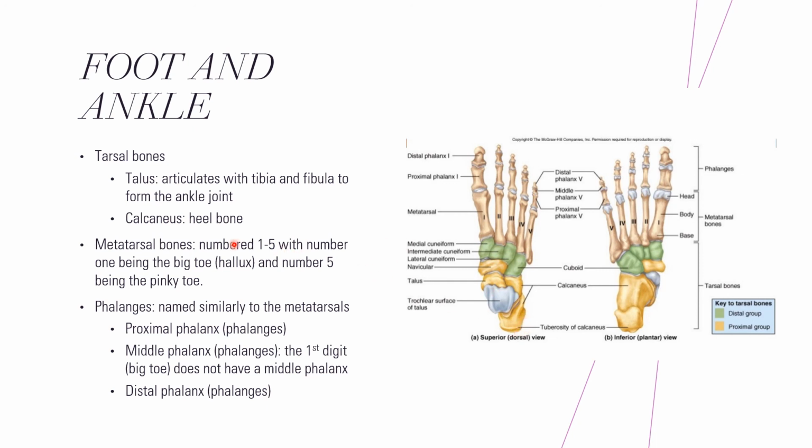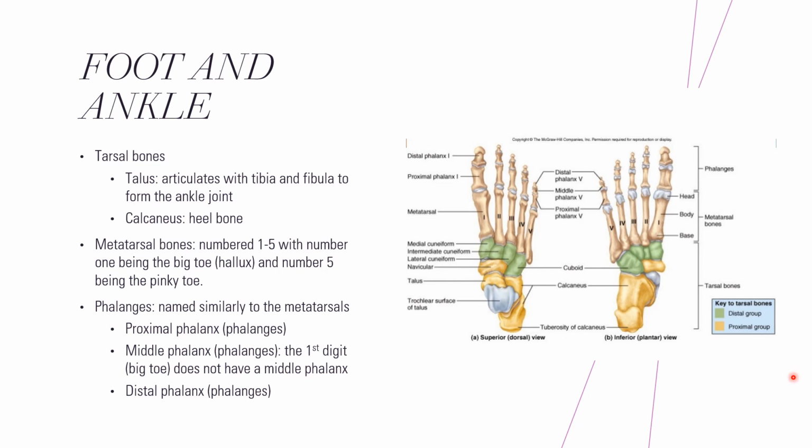You have your metatarsals, and similar to the metacarpals, the metatarsals are numbered 1 through 5. 1, 2, 3, 4, 5. And it's pretty nice that they wrote these numbers on the bones for you. Number 1 is the big toe, also known as the hallux, and number 5 is the pinky toe. Not finger, toe.